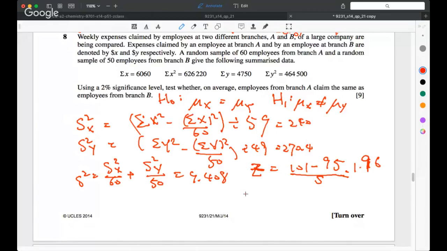But after reading from the table, we know that this is a two-tailed test because it's trying to ask whether they are the same or not. So it's a two-tailed test. Z at 0.99 has tabular value 2.326. And so we have to accept H0 that the claims are the same because 1.96 is less than 2.326.